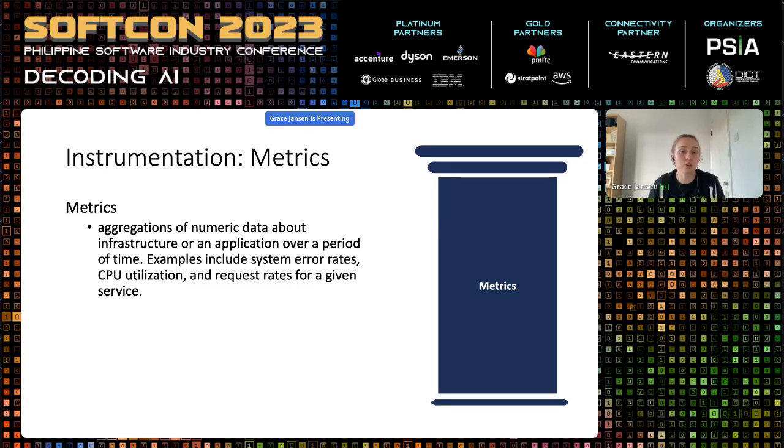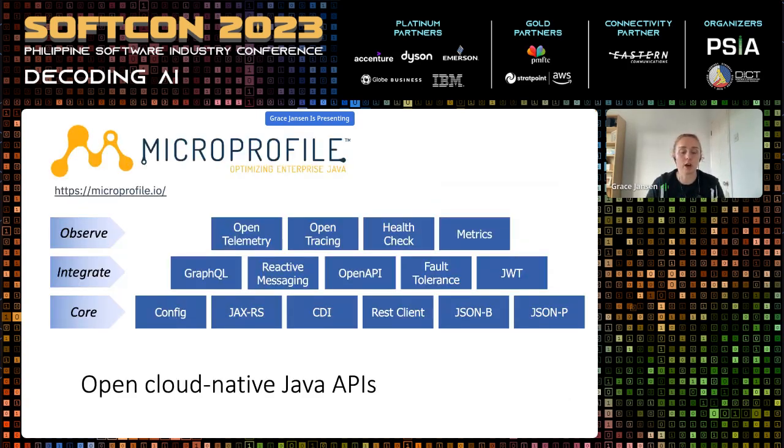So how do we enable metrics? Well, MicroProfile can be a great help for this. Looking at the poll, I've seen that many of you haven't heard of MicroProfile before, so I'm glad that I've got this slide in here. I see a lot of you haven't heard of OpenTelemetry either, so we're going to be covering that as well.